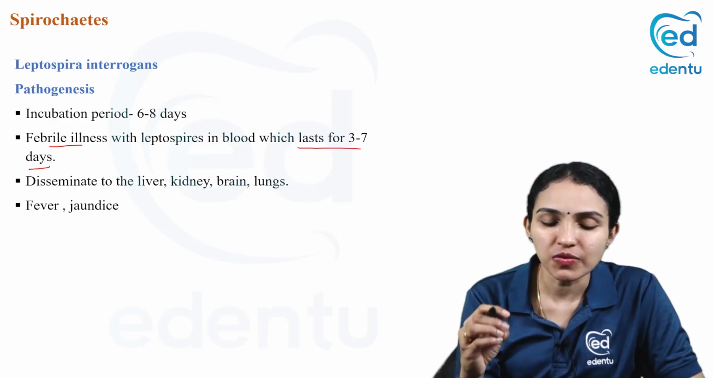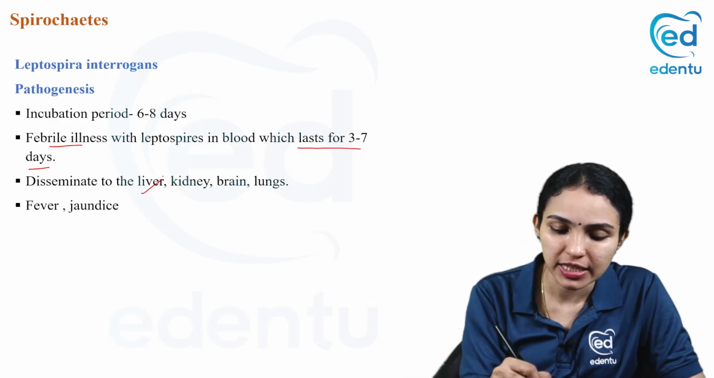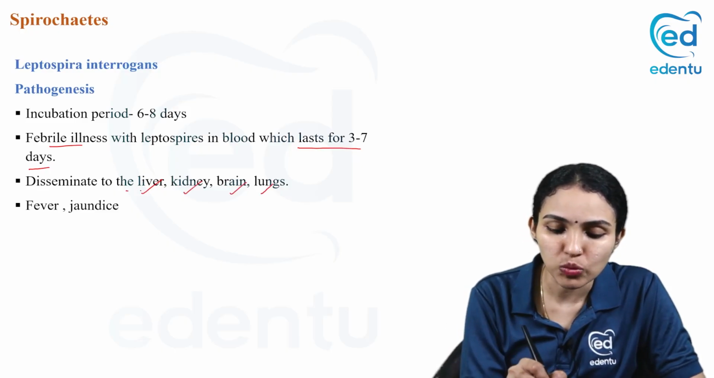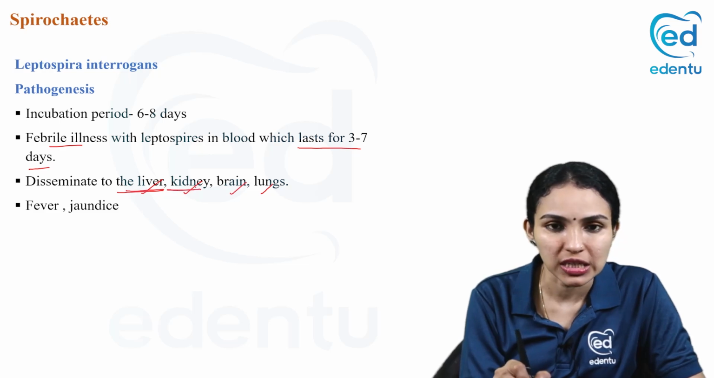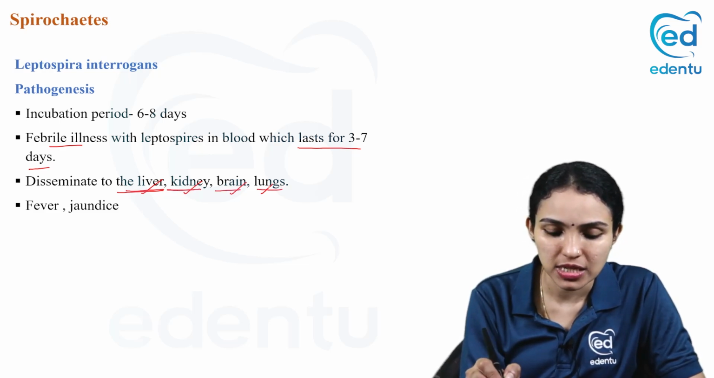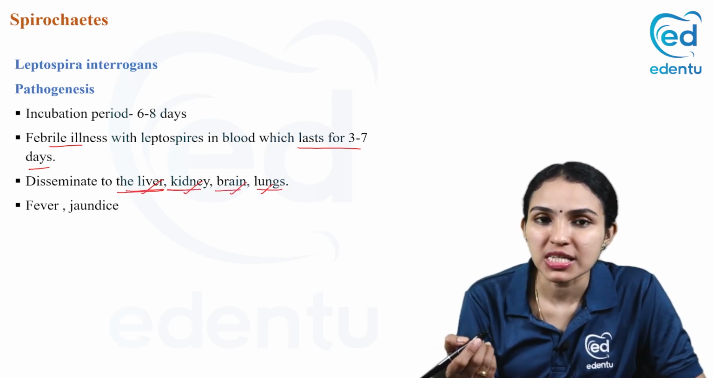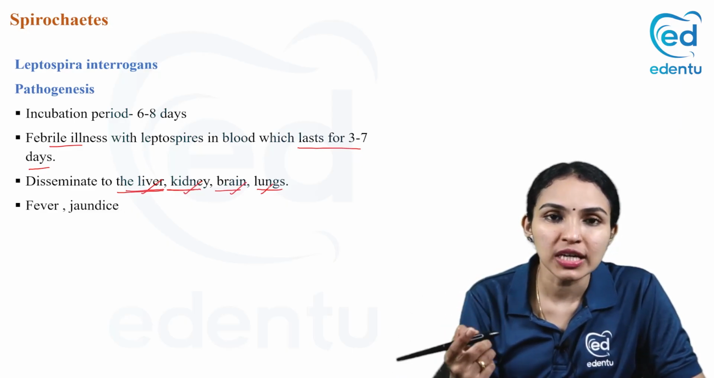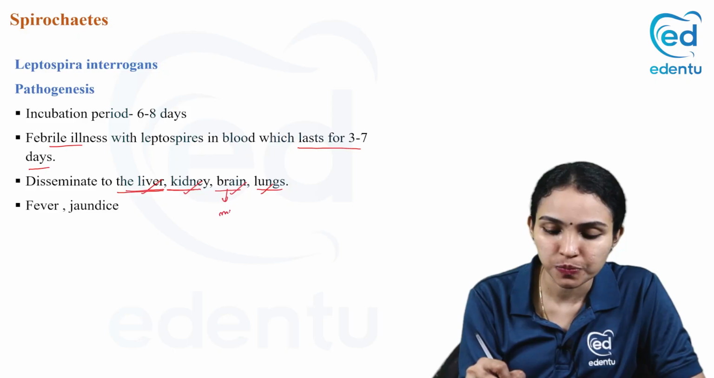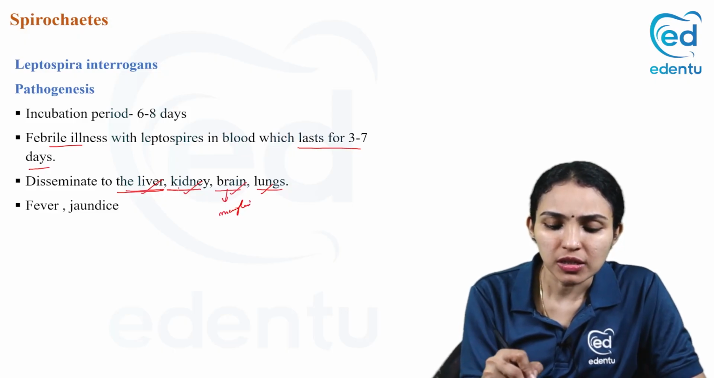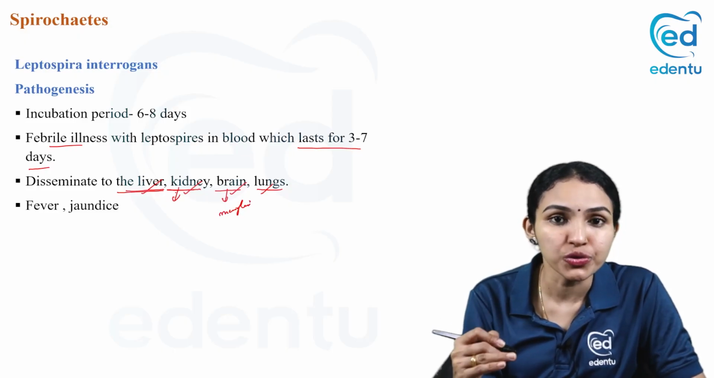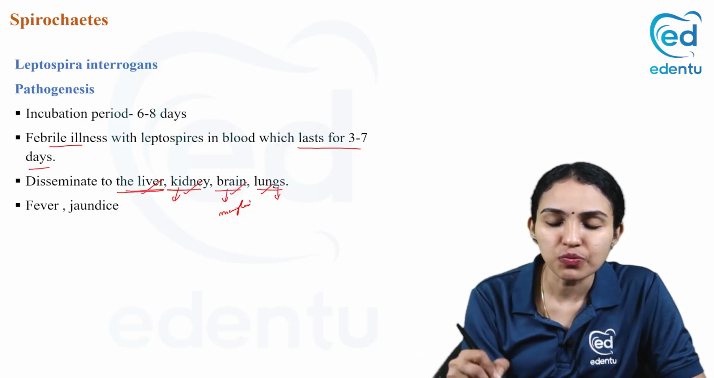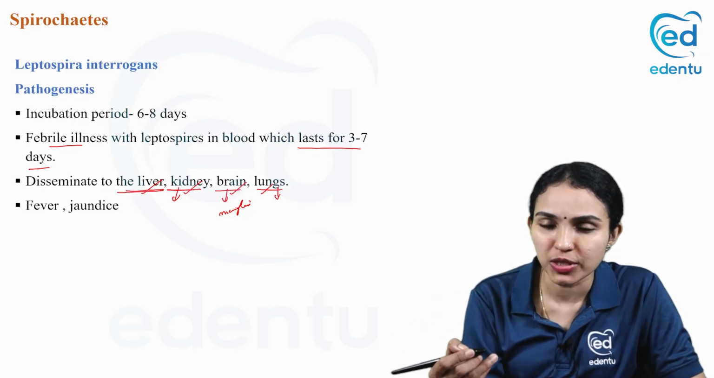After that, this organism will disseminate through blood to different organs like the liver, kidney, brain, and lungs. The most favorite organ is the liver and also the kidney, and to some extent the brain and lungs. So basically the patient will present with fever and jaundice because the liver is the worst affected organ. Also they can present with meningitis, with dysuria, anuria or oliguria because of involvement of the kidneys, and with pulmonary manifestations if there is involvement of the lungs.